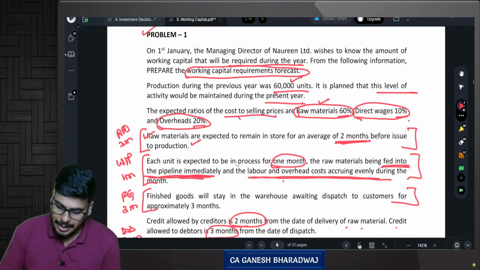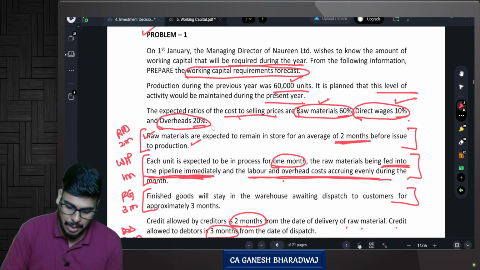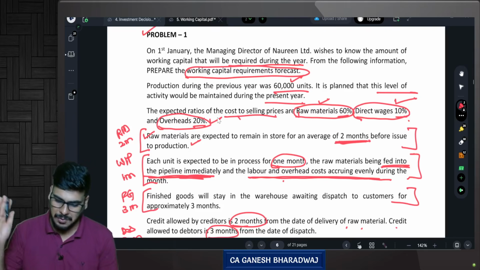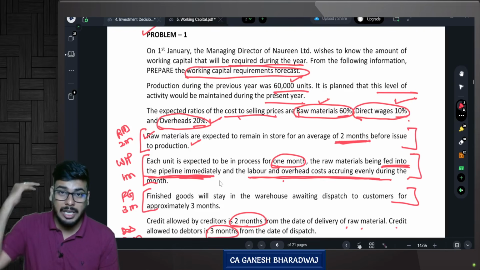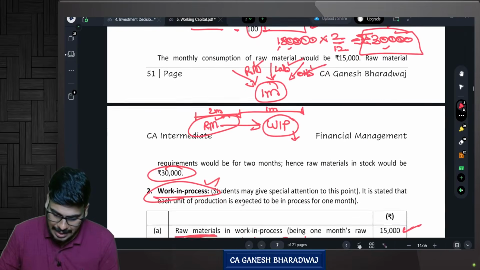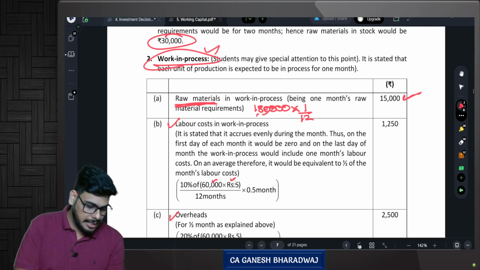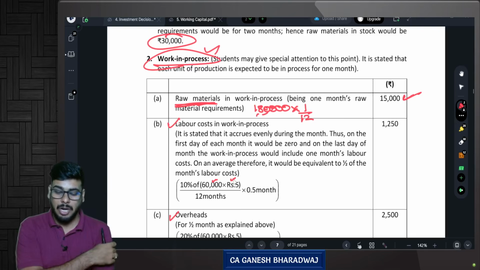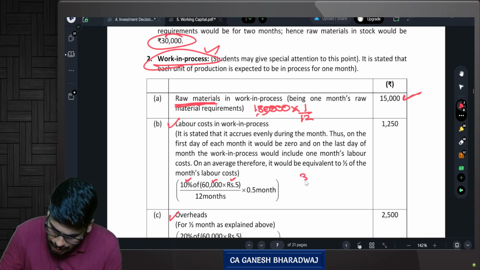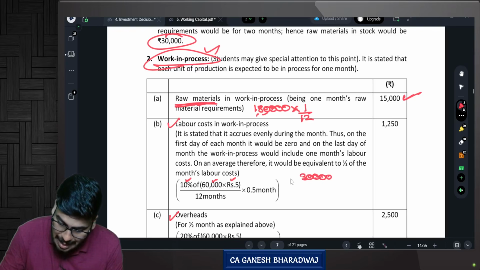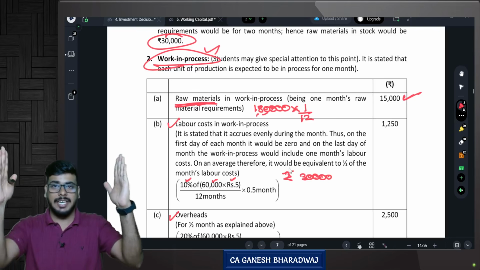They are saying wages is generally 10% of my sales value. Overheads is 20% of my sales value. Fine. Now in a year, what is the total wage cost that I will be incurring? Can I say it is nothing but 60,000 into 5? This is my overall sales value, correct? On that 10%, so that is 30,000 rupees will be the labor cost that I will be incurring for an entire year.